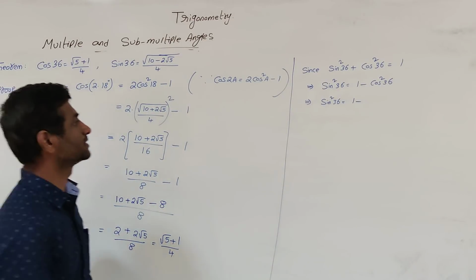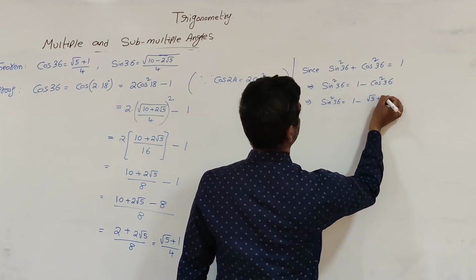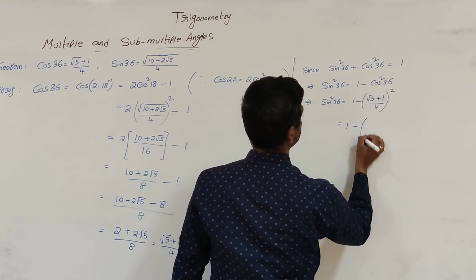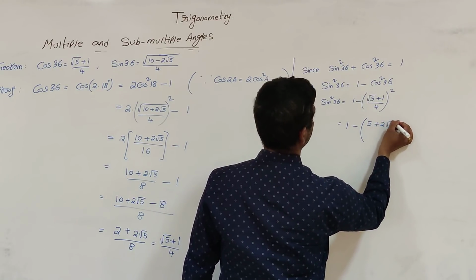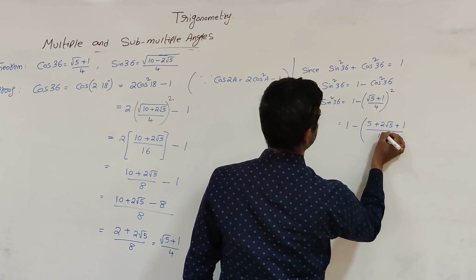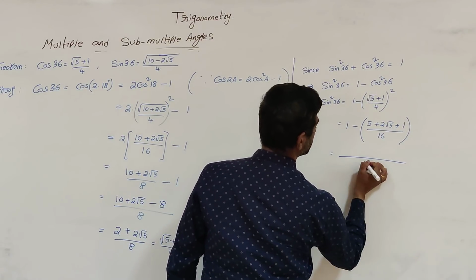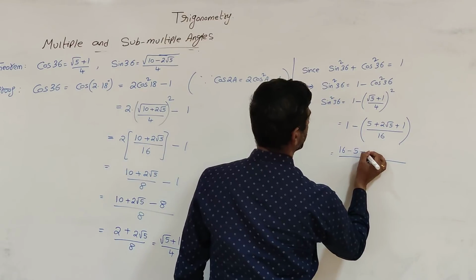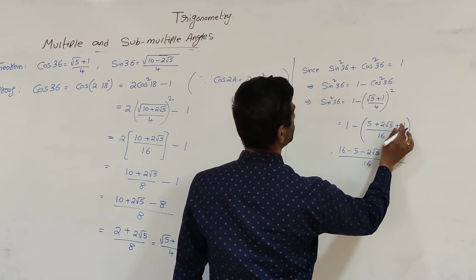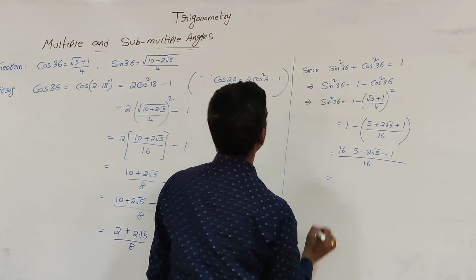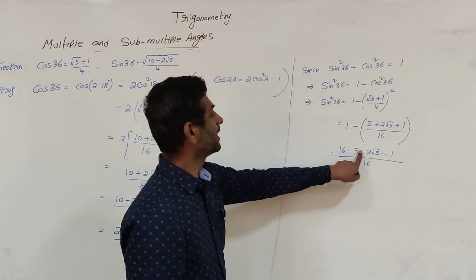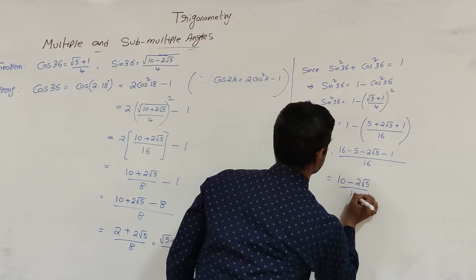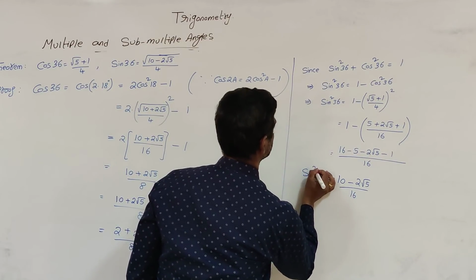Substitute the value of cos 36: (root 5 plus 1) by 4, whole square. If you simplify, 1 minus (5 plus 2 root 5 plus 1) by 16. Taking 16 as the LCM, it will be 16 minus 5, minus into plus will be minus 2 root 5, and minus into plus becomes minus 1. And this will be 16 minus 6, which is 10, so (10 minus 2 root 5) by 16. So that will be sin square 36.